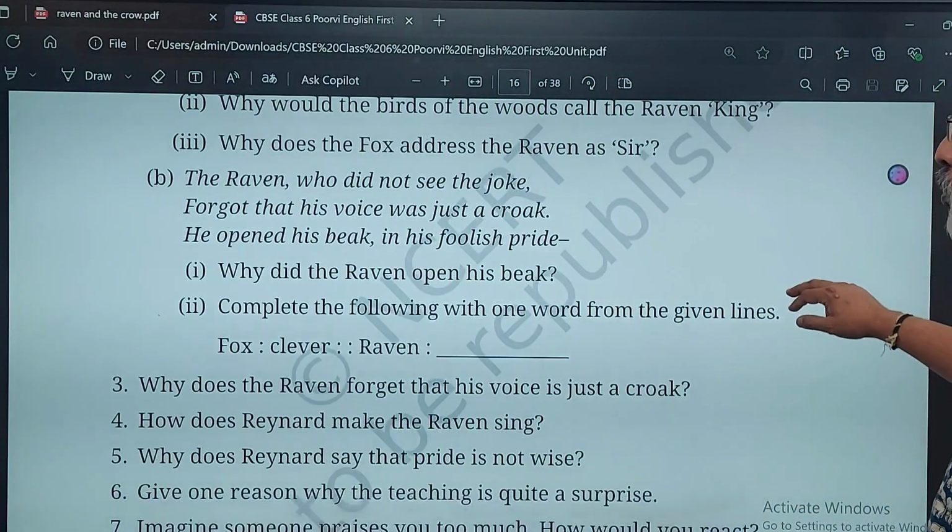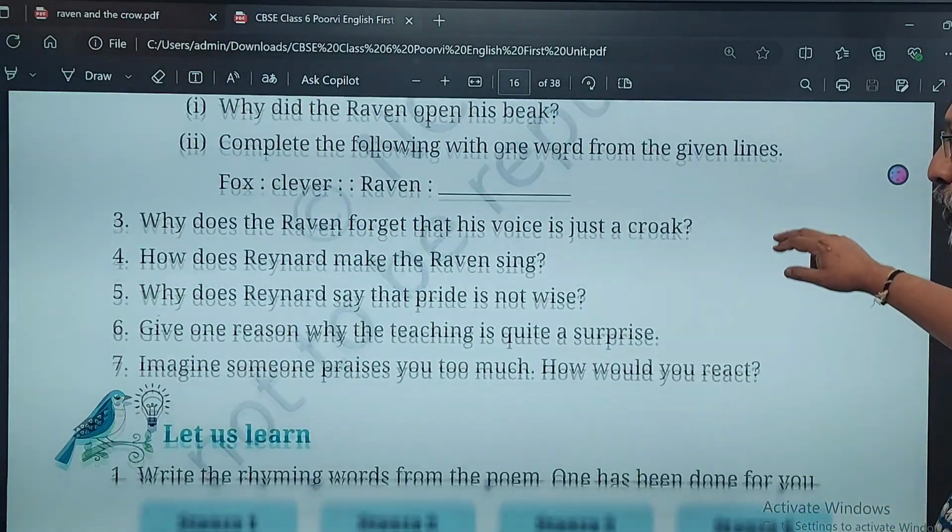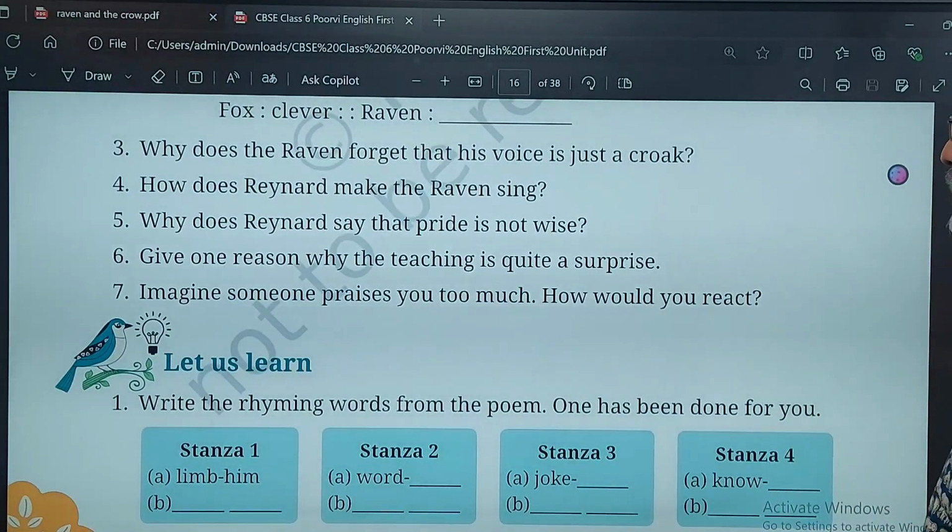The raven did not see the joke, forgot that the voice was just a croak. He opened his beak in his foolish pride. Why does the raven open his beak? In order to sing. Complete the following with one word from the given lines. Fox is clever. The raven is foolish. Foolish pride. Why does the raven forget that his voice is just a croak?